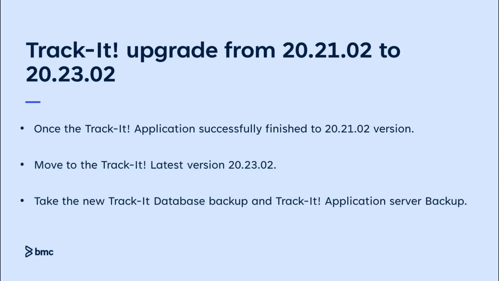to version 20.23.02. Perform a new Trackit database backup and a Trackit application server backup, then follow up with the upgrade to the 20.23.02 latest build. During the upgrade, stop the following services: IIS Admin Service, World Wide Web Service, Trackit Mail Process Service, Trackit Job Process Service, and Trackit Infrastructure Service. And once again, make sure third-party applications do not start the services.